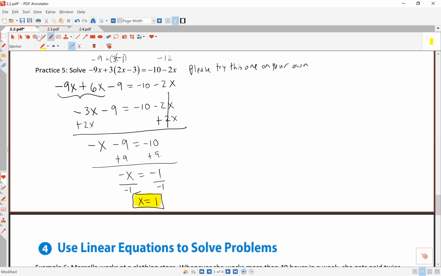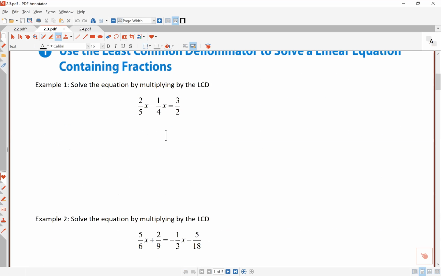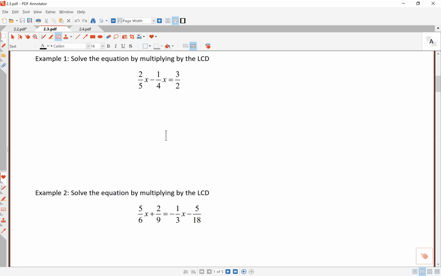All right, 2.3. This one deals with solving equations that have fractions in them. So remember, the least common denominator is the smallest number that is divisible by all of the denominators. So it's kind of a big number because it has to be divisible by 5, 4, and 2.